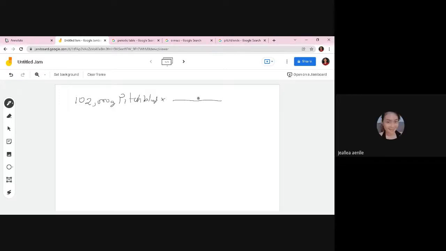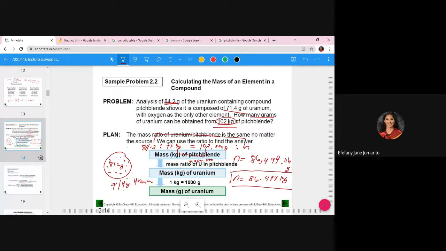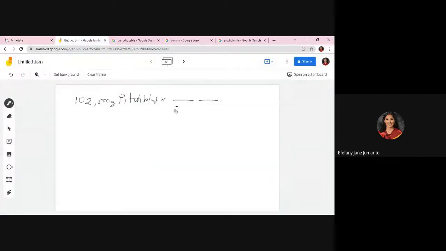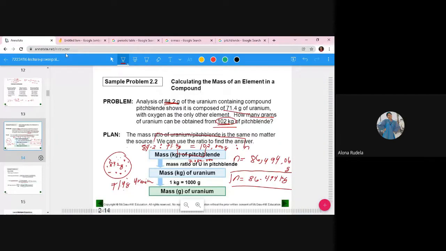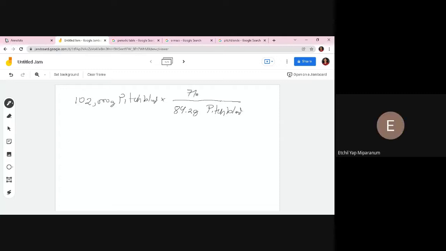Now, in order for us to cancel peach blend, peach blend should also be in the denominator. So we have 84.2 grams peach blend, and for every 84.2 grams peach blend, how many grams of uranium are present? 71.4, ma'am. We have 71.4 grams uranium. And uranium is what we are looking for, so you can cancel peach blend. So that is equal to, 102.